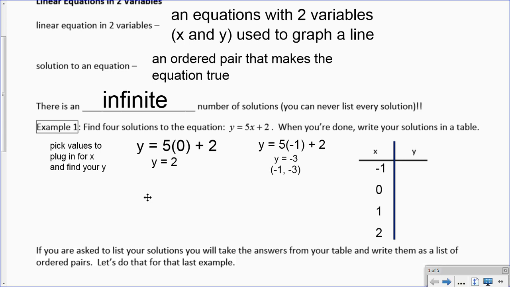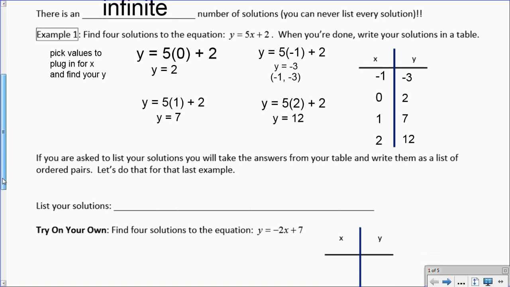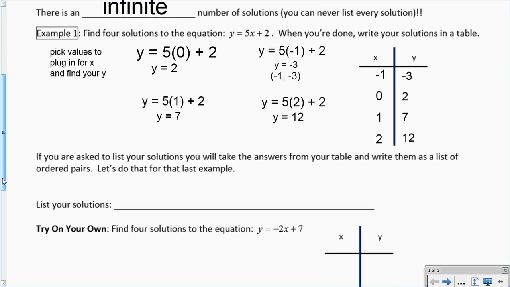Next one is 1, so I plug that in for the x, so I have 5 times 1, which is 5, plus 2 gives me 7, so the y value is 7. And the last one was 2, so I plug it in. 5 times 2 gives me 10, plus 2 gives me 12 for the y. So now I write those y values right across from the x values that made them. This will also give me my ordered pairs: -1, -3, 0, 2, 1, 7, and 2, 12. That's very helpful because the next one asks you to list your solutions. Your solutions are the ordered pairs, so we have to list them.